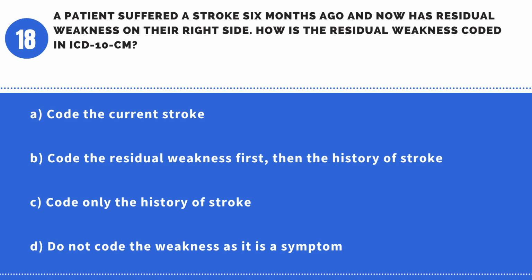Question 18. A patient suffered a stroke 6 months ago and now has residual weakness on their right side. How is the residual weakness coded in ICD-10-CM? A. Code the current stroke. B. Code the residual weakness first, then the history of stroke. C. Code only the history of stroke. D. Do not code the weakness as it is a symptom.